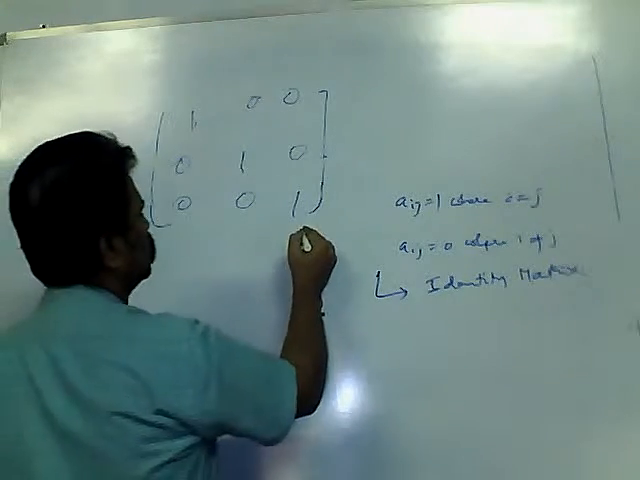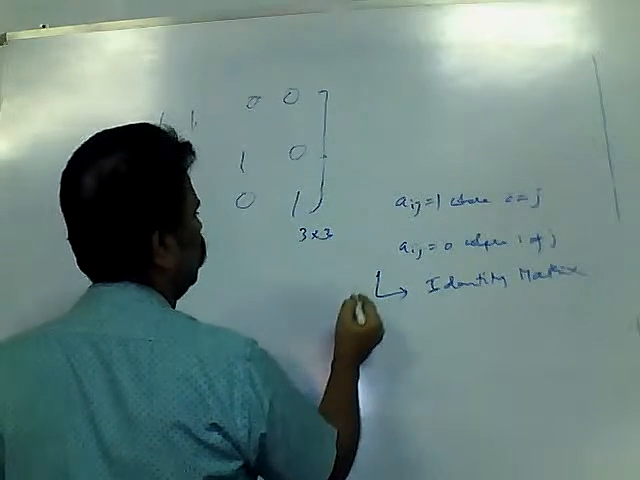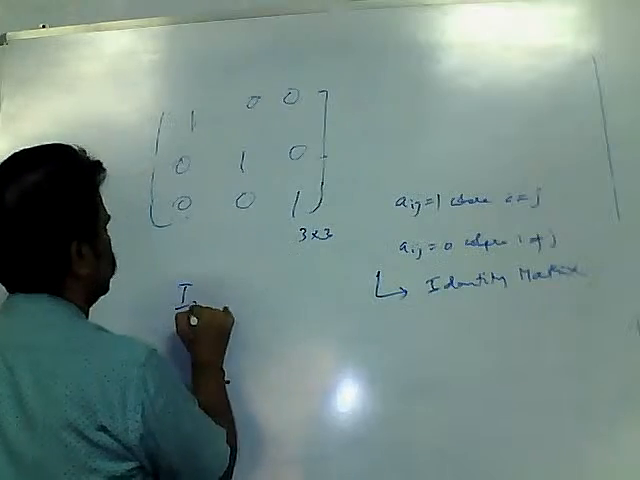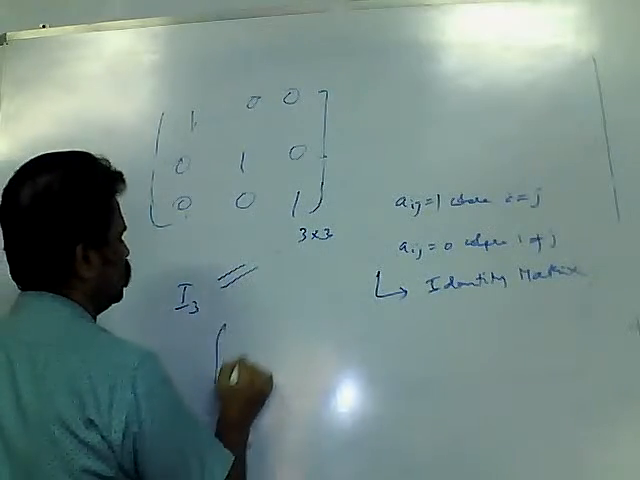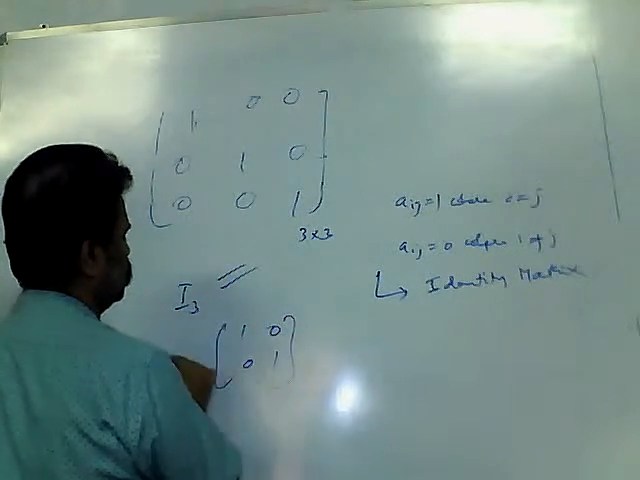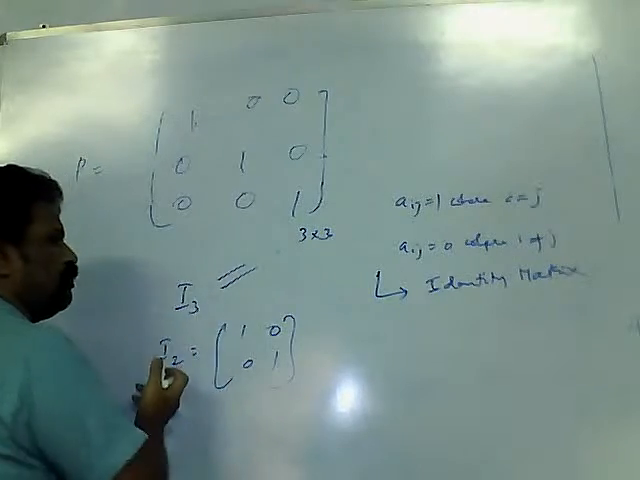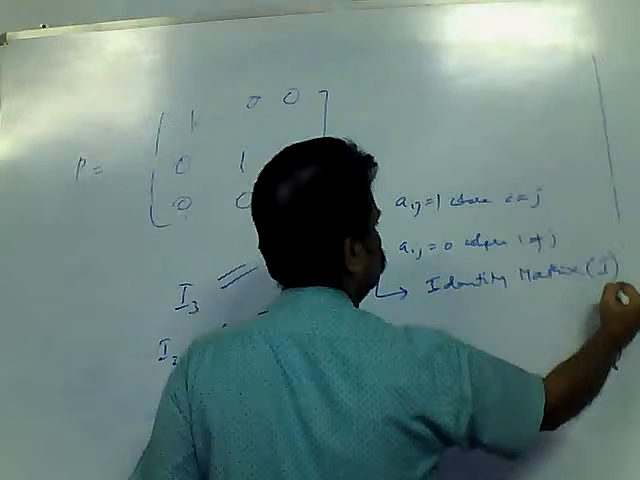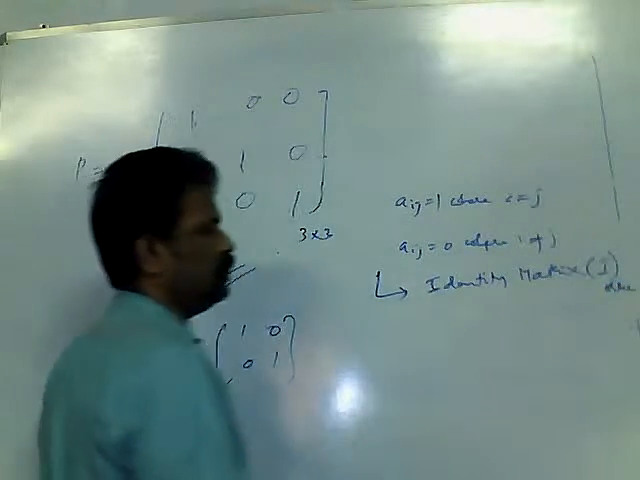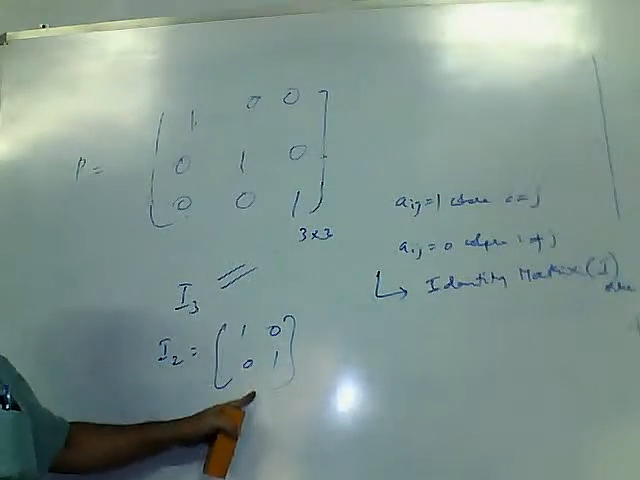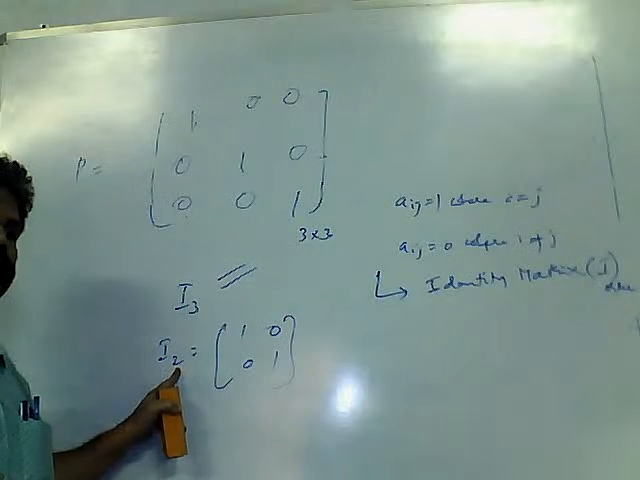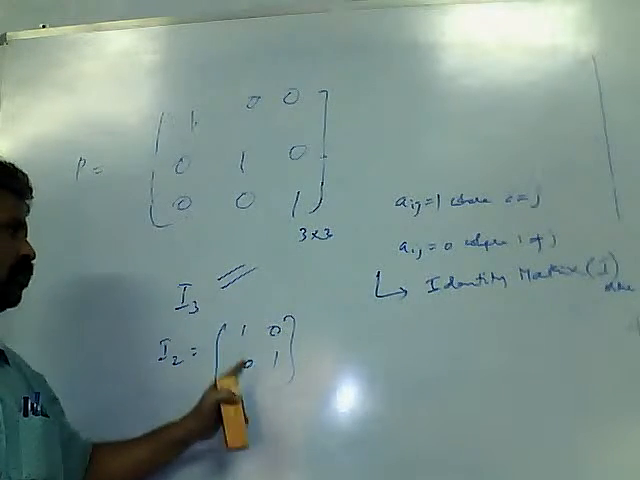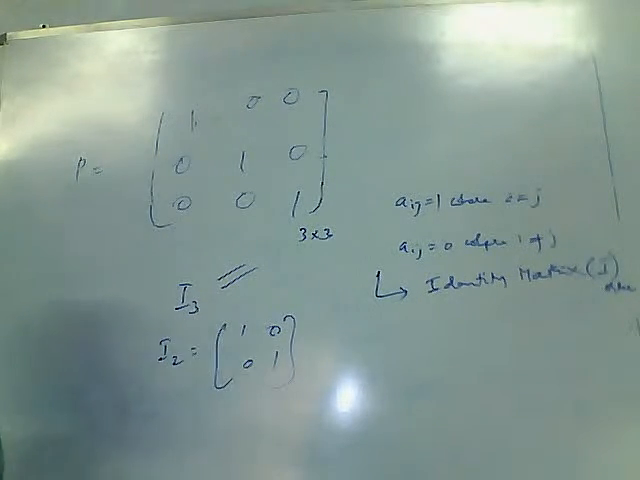Now it is a square matrix, 3 by 3. This is an identity matrix of 3 by 3, so I denote it as I3. Suppose there is 1 0 0 1. This is called I2, because an identity matrix is denoted by I followed by its order. I2 is a 2 by 2 square matrix, 1 0 0 1. The principal diagonal is 1 1, right?